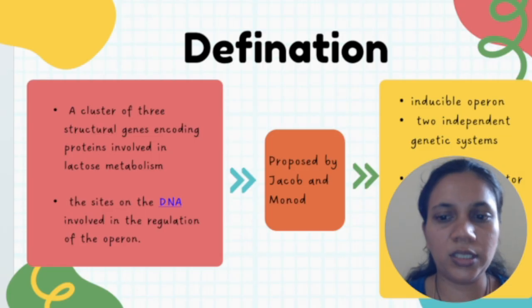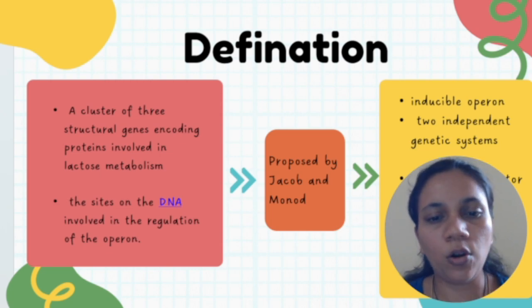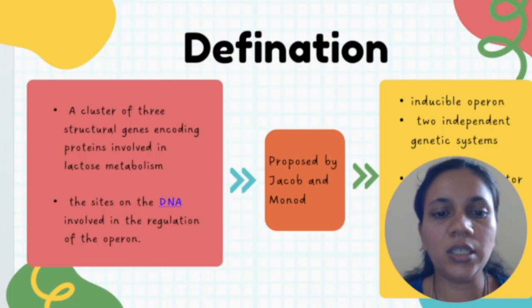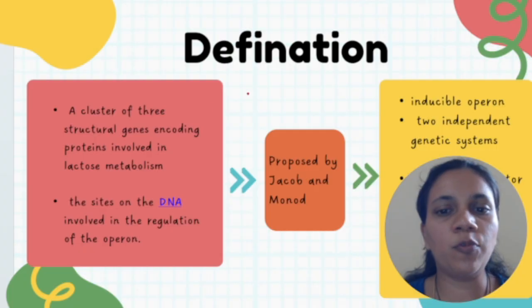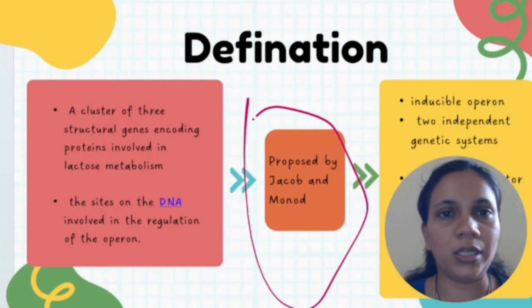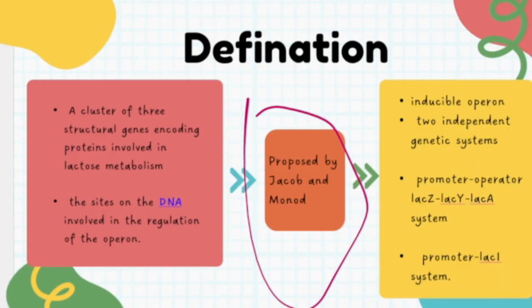So now let's try to understand the definition of the operon. The operon in this case is the lactose operon that we are studying. It is comprised of three structural genes which encode proteins involved in the metabolism of lactose. Along with this, there is a site on the DNA which is involved in regulation of the operon. This concept was proposed by Jacob and Monod and it was studied in E. coli. It is an example of an inducible operon.